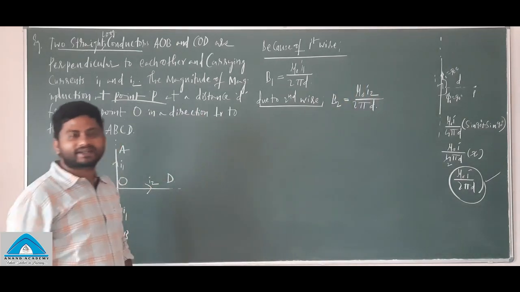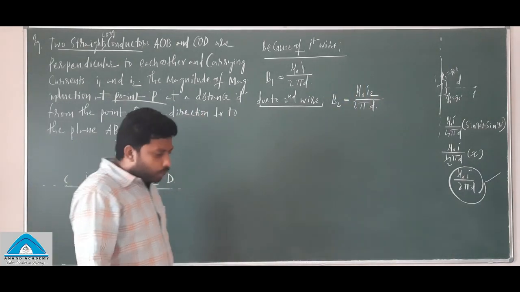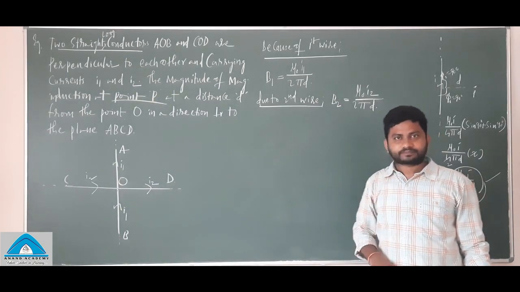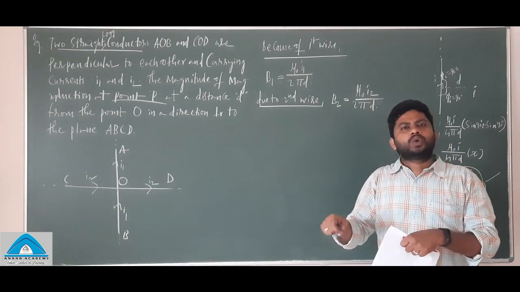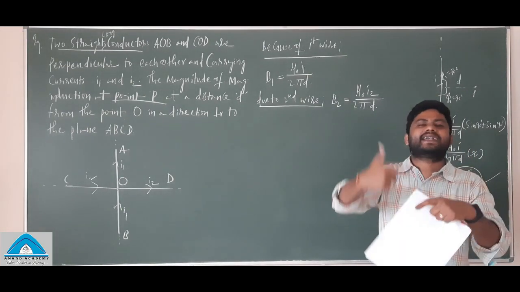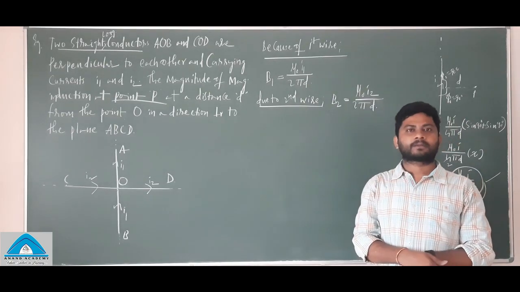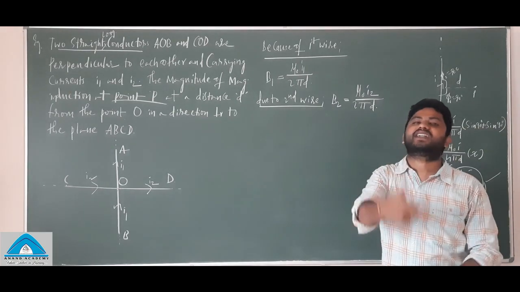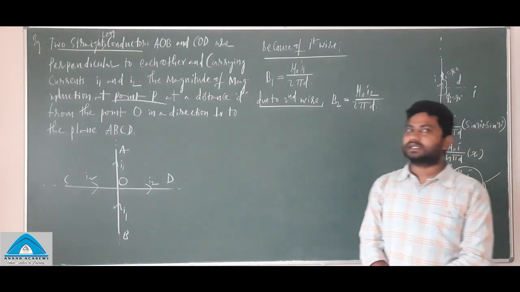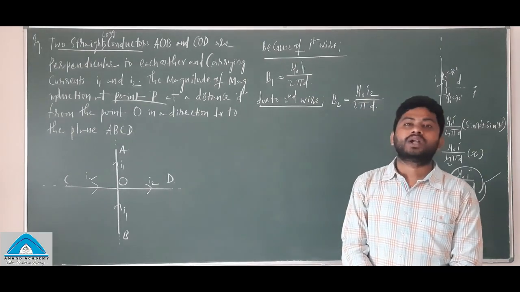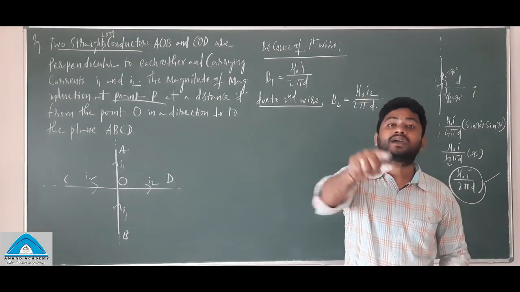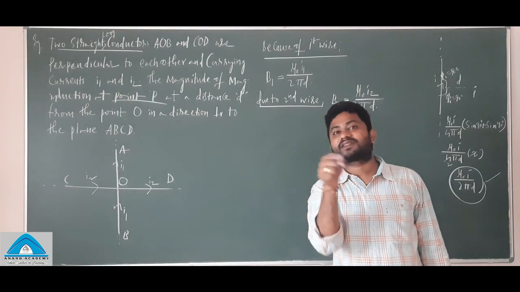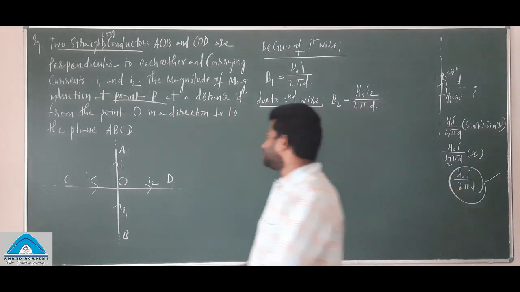Here comes the interesting part. What we have learned so far is that when B1 and B2 are in the same direction, we just add to find the net magnetic field. When B1 and B2 are in opposite directions, we just subtract. When B1 and B2 are perpendicular to each other, I have told you we need to use the vector law of addition to find the result. Okay, let's come back to this direction.